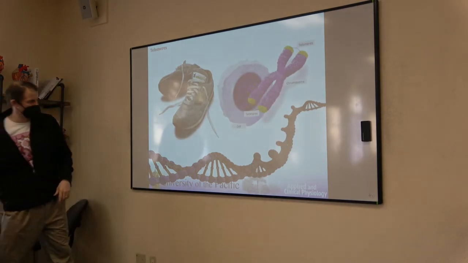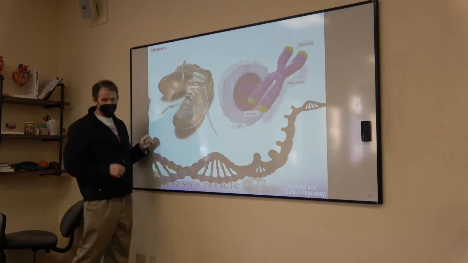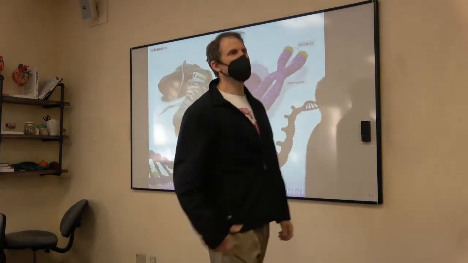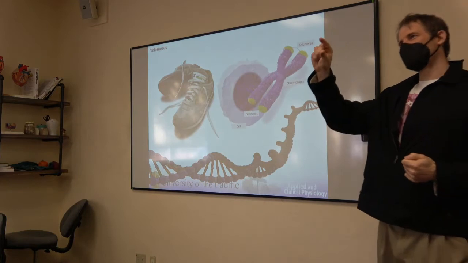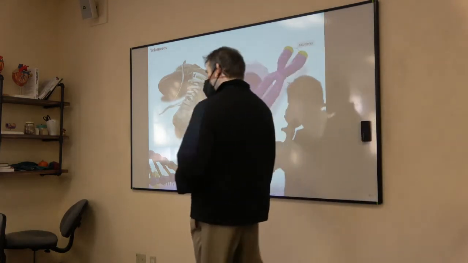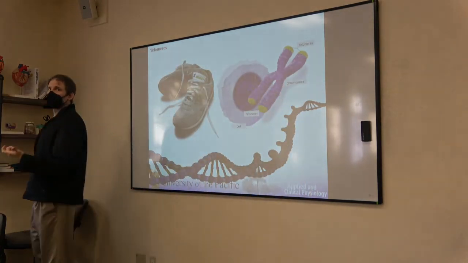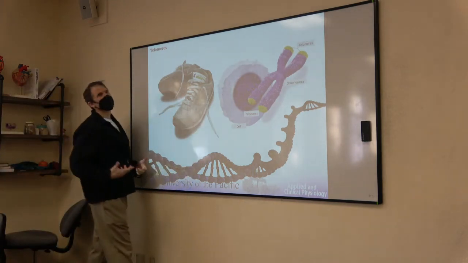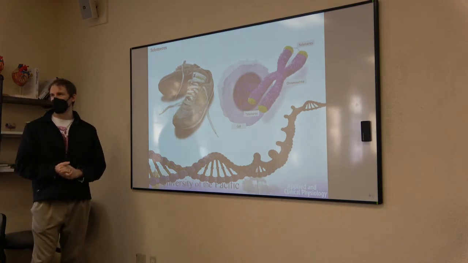So here's the aglet, this little thing. That's the telomere right there. And let's say every time you tie your shoes, the aglet shortens just a little bit, and a little bit, and a little bit. Eventually, you're going to run out of aglet, right? You're going to run out of that cap, and the shoelaces fray. Genetically, the telomeres serve a very similar function.